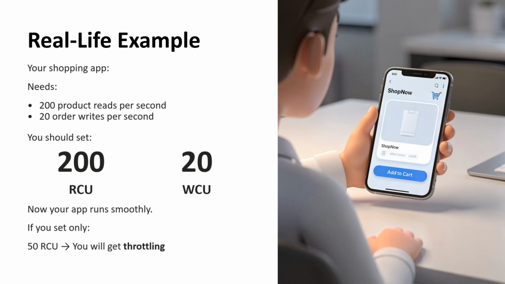Now we will see a real life example. Your shopping app needs 200 product reads per second and 20 order writes per second. Then you should set 200 read capacity units and 20 write capacity units. Now your app runs smoothly. If you set only 50 read capacity units, then you will get throttling.